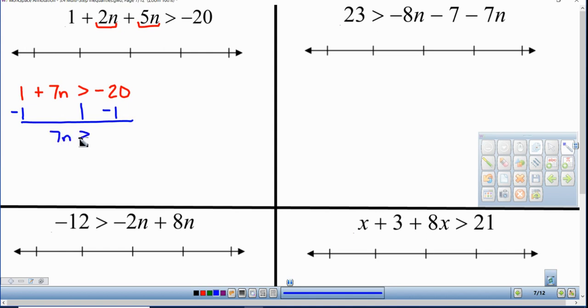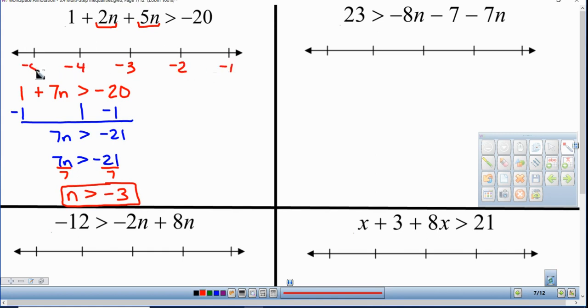Now we're going to get the n by itself. This comes to negative 21. To get the n by itself, I'm going to divide by 7. And we would get n is greater than negative 3. And then, of course, we need to graph it. So here's negative 3, here's negative 2, negative 1, negative 4, negative 5. We start at negative 3. Any number greater than negative 3. Okay, not negative 3. So we don't fill that in.